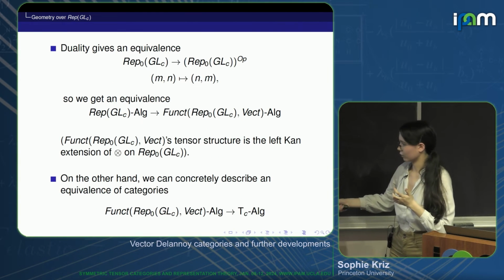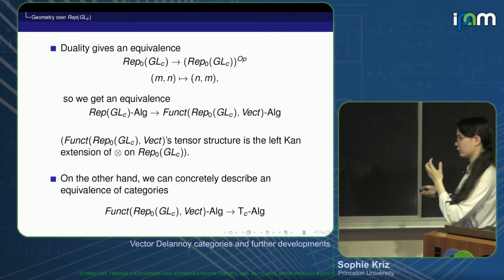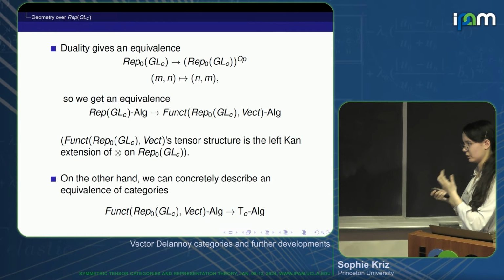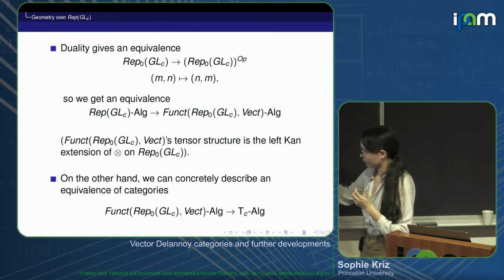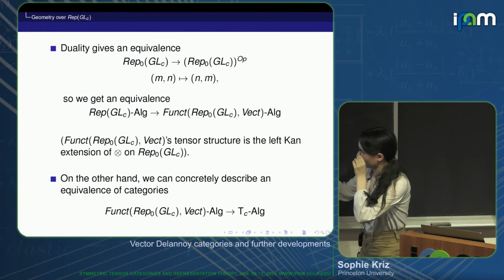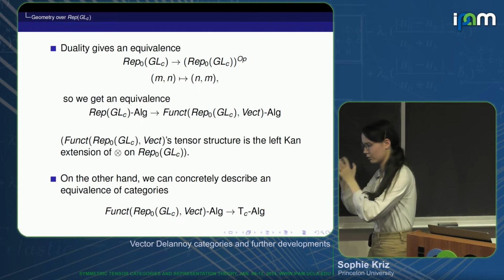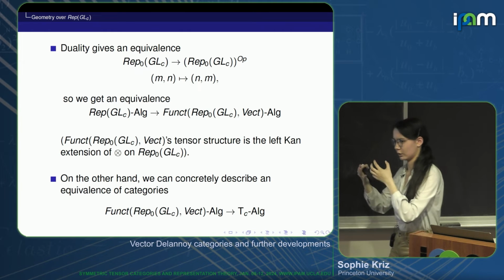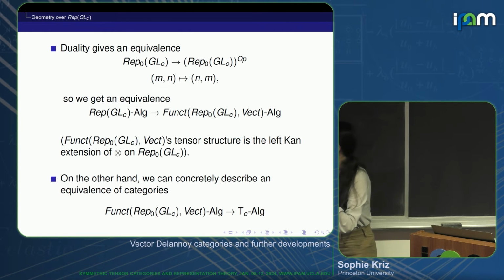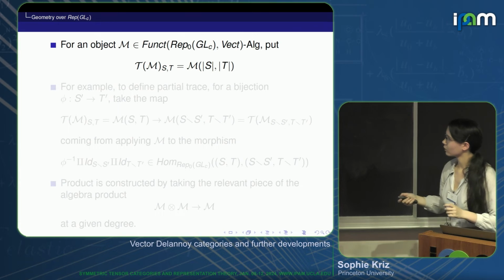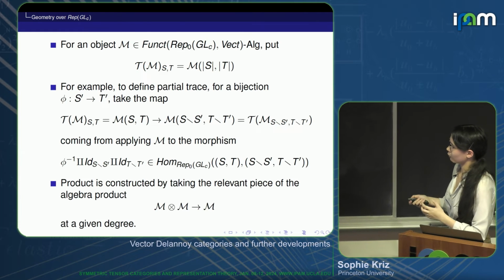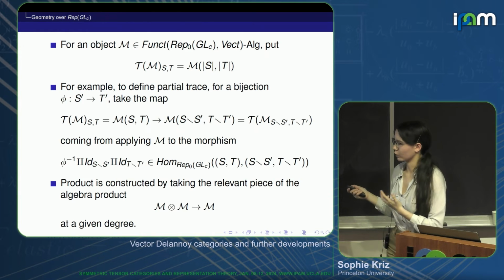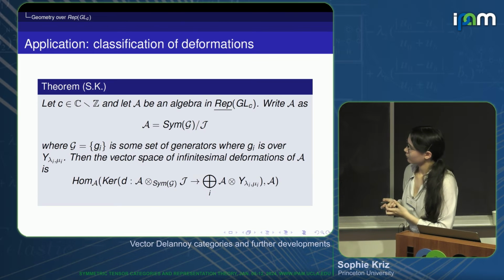On the other hand, there is a natural equivalence of categories between this functor category and T_C algebras. And a thing I want to mention is that on this functor category, I take the tensor product to be the left Kan extension of the tensor on Rep_0 of GL_C. There's a formal way of doing this, which works out fairly naturally.